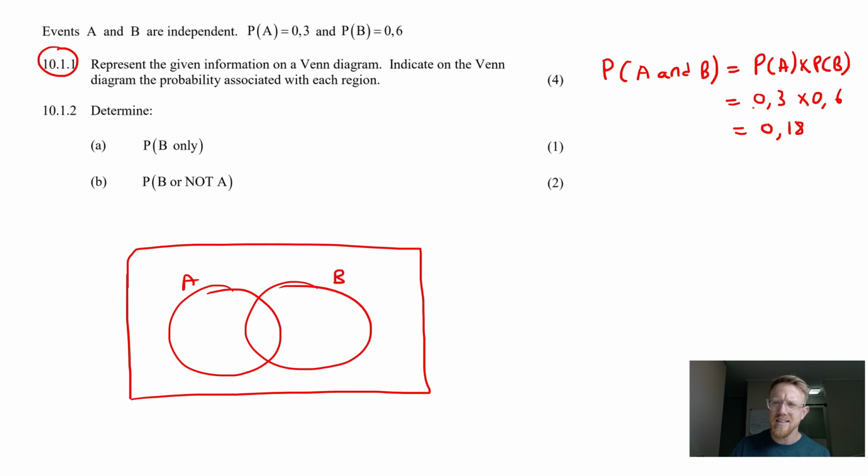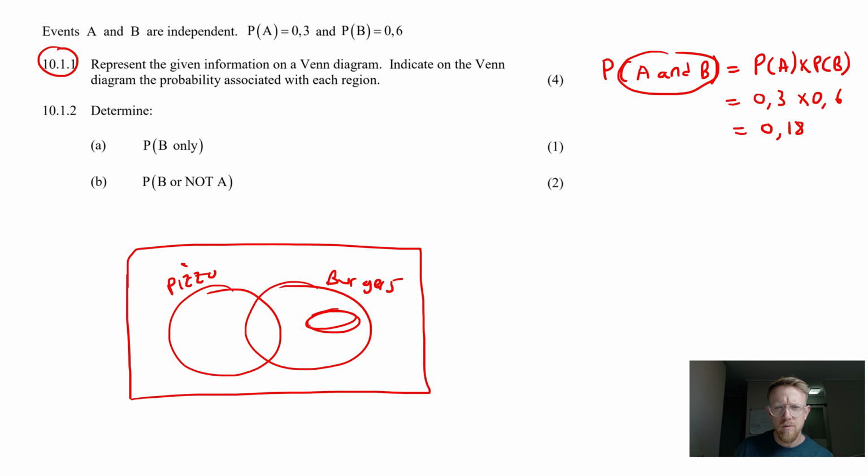So where does this go on the diagram? Where do we find this on a diagram? So let's say A was like someone who enjoys pizza, and then these are people who enjoy burgers.